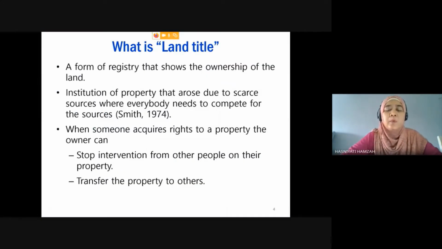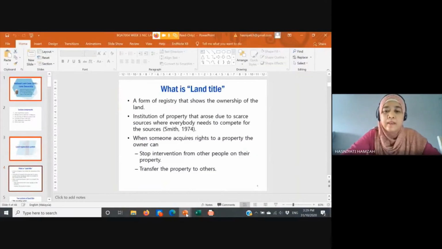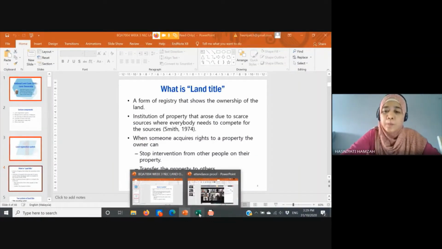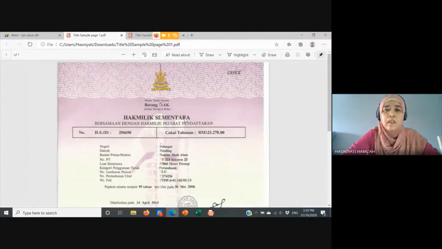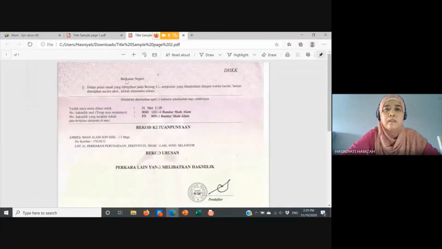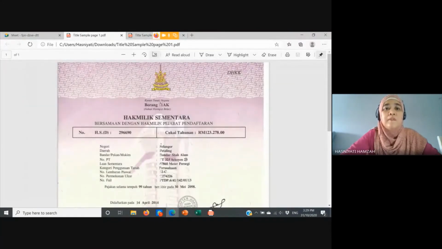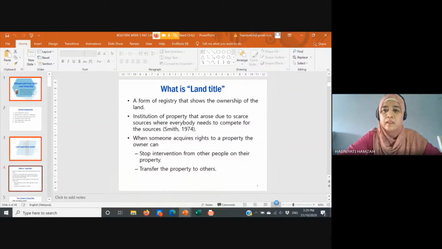The first component of our lecture today, our first subsection: what is land title? The one that I showed you just now. What is this exactly? This is just the document of title. These 2 pages, this and this, are just the document of the title. But what exactly is the land title?